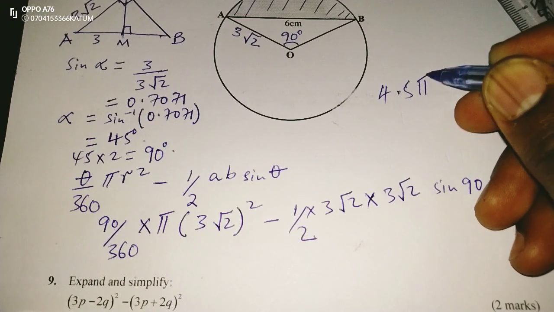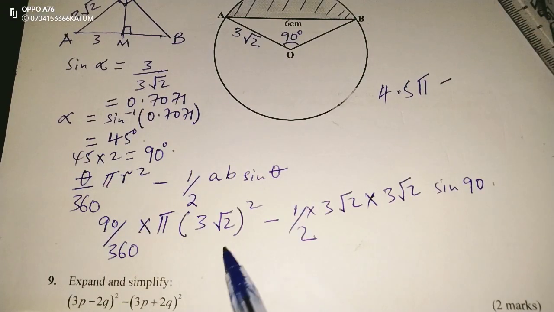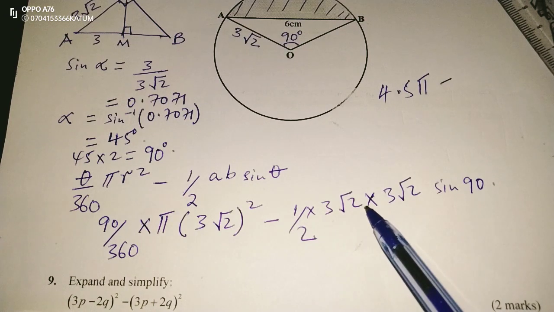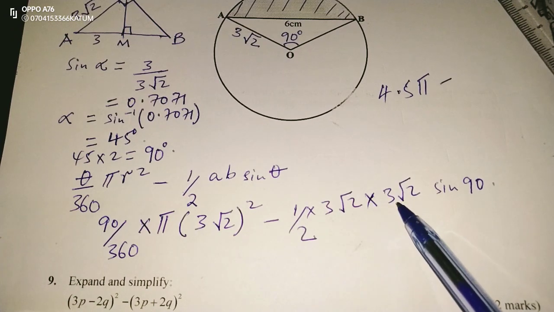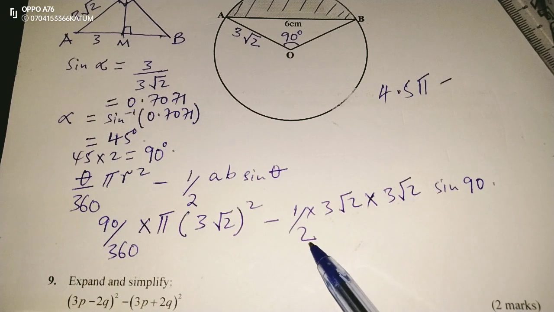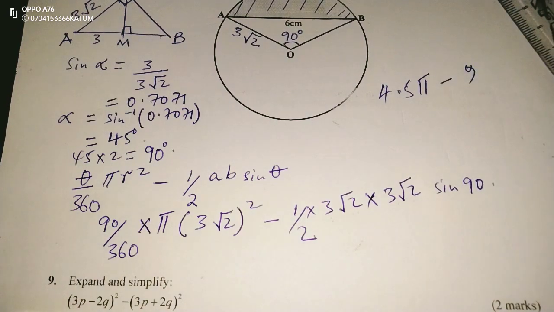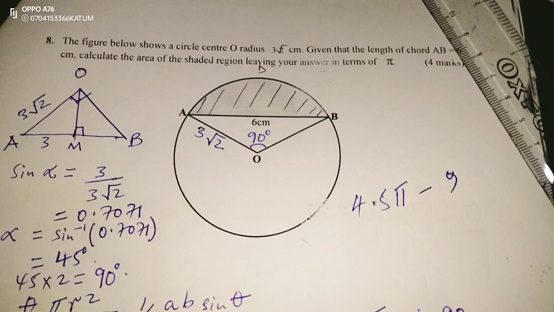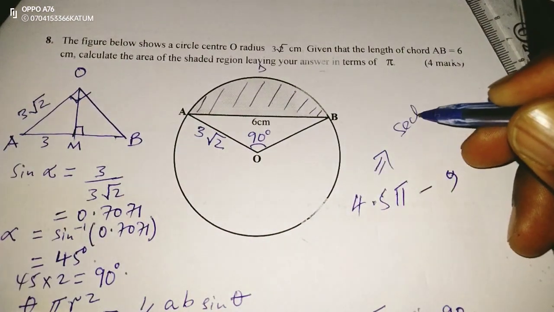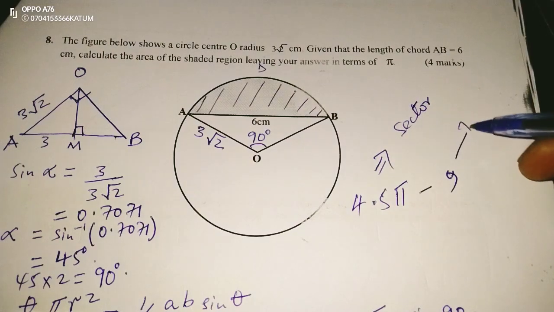So this part will give us 4.5 pi minus, this is going to be 3 root 2 squared. Remember, this is just 9 times 2, so we have again 18 times half, 9, the sine of 90, it's going to remain 9. So it's only one part which has pi, the area of the sector. This is the sector, this is the triangle.